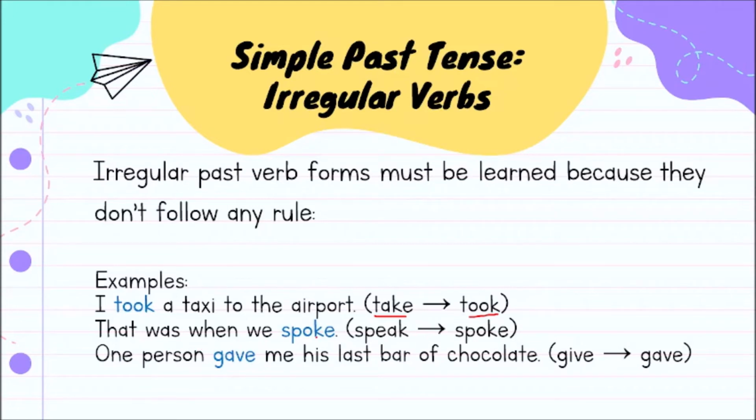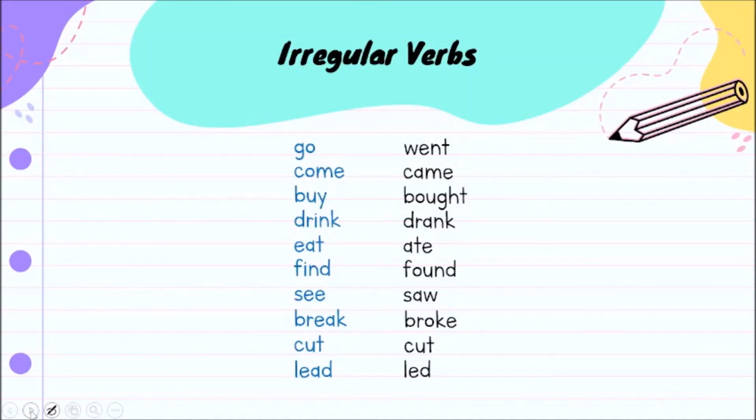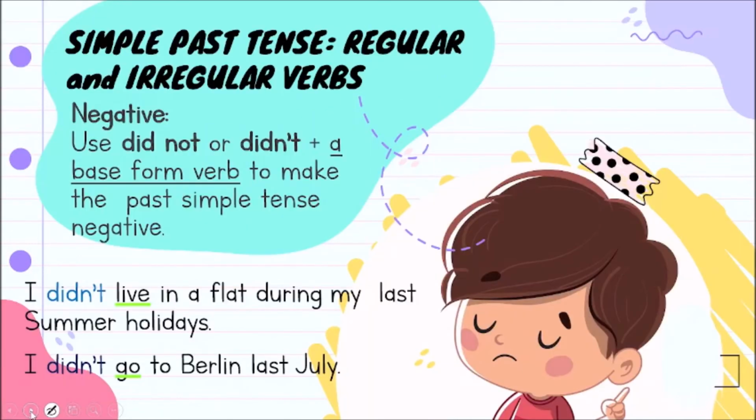That was when we spoke, speak to spoke. One person gave me his last bar of chocolate. Give to gave. So for irregular verbs, we have to be familiar with them because, as I have said, they don't follow rules. So it will be better if you will be able to memorize them. Here are the common irregular verbs that we can encounter.